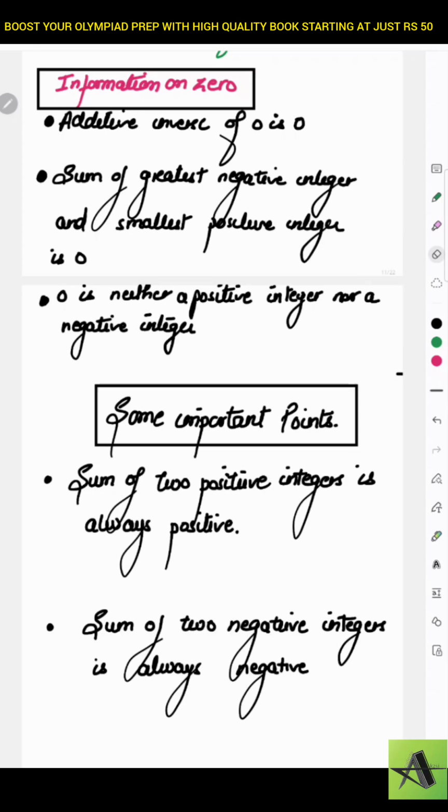Third says 0 is neither a positive nor a negative integer, that I have already explained to you in our first video, where we have categorized the integers into 3 different types: positive, negative and 0. So which makes 0 neither positive nor negative.